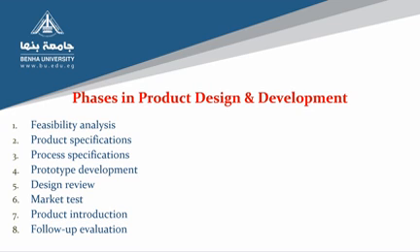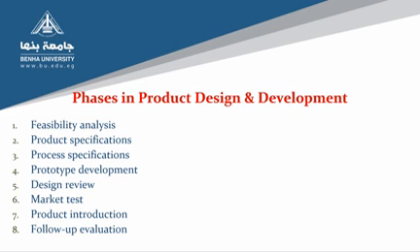Fourth, prototype development. With product and process specifications complete, one or a few units are made to see if there are any problems with the product or process specifications. Fifth, design review. At this stage, any necessary changes are made or the project is abandoned.